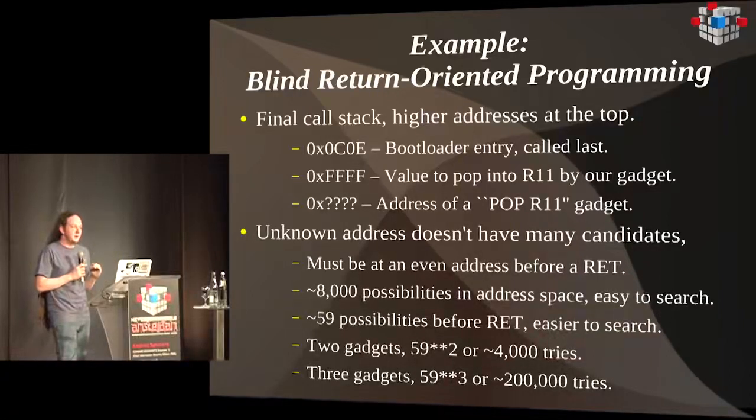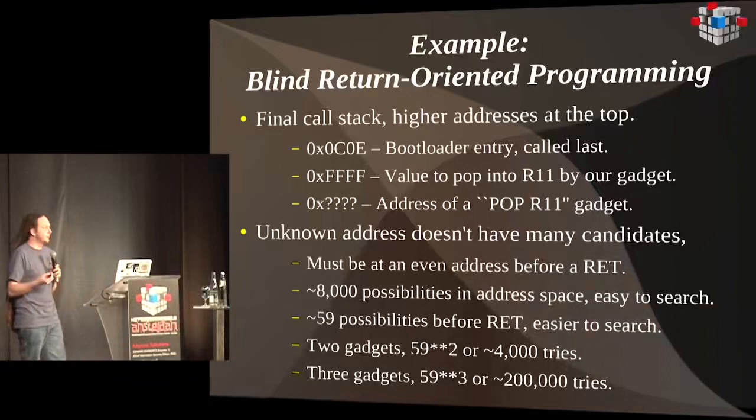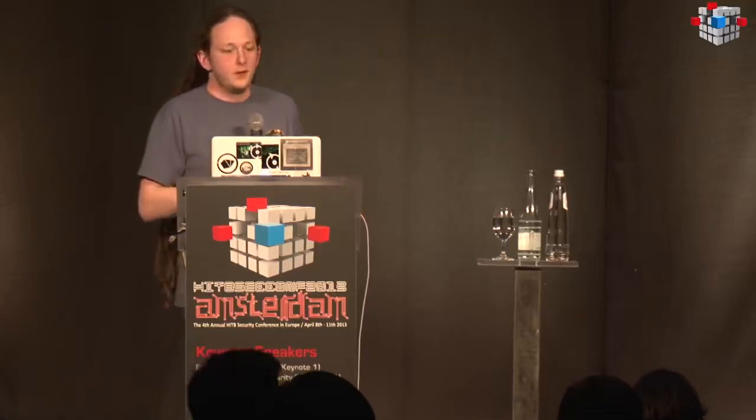And because we've narrowed it down to 59 possibilities, after the narrowing down process, we could do it in 59 attempts. If we weren't to narrow it down first, we could do it in 8,000 attempts. If there are 2 gadgets, then it only takes 59 squared, or 4,000 tries. And for 3, we could do it in 200,000 tries, which is still feasibly small to accomplish it in a reasonable amount of time. So you can build these ROP chains even when you don't have a copy of the code, and even when the purpose of the exploit is to get the code out of the chip.